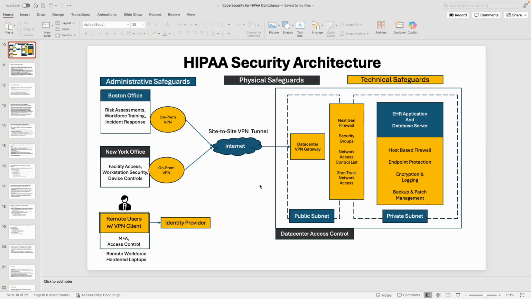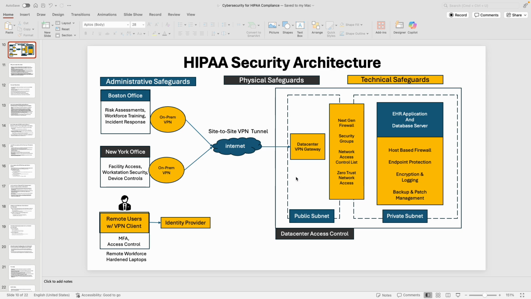Hey there. In this video, we're going to take a quick look at a high-level HIPAA security architecture diagram. In this diagram, what's been depicted are two practice locations and remote users getting access to a data center. What we're trying to achieve here is how the HIPAA security rule is applied across the security architecture.